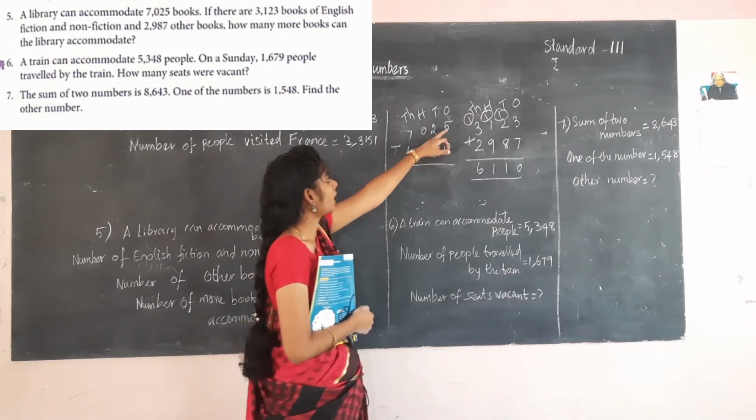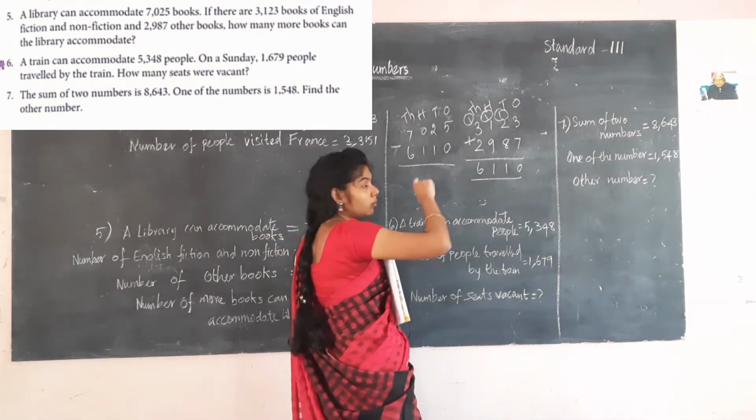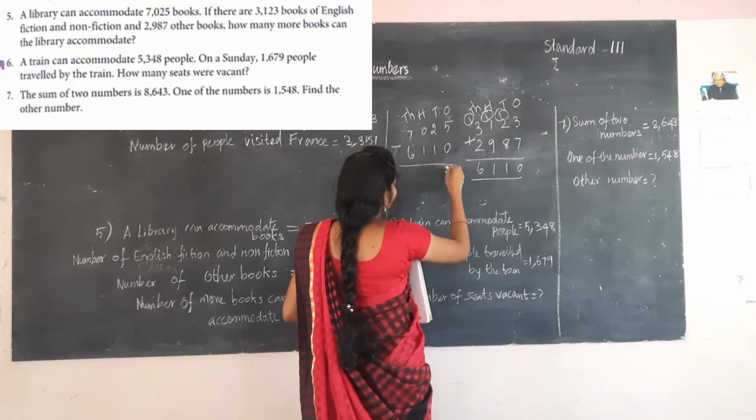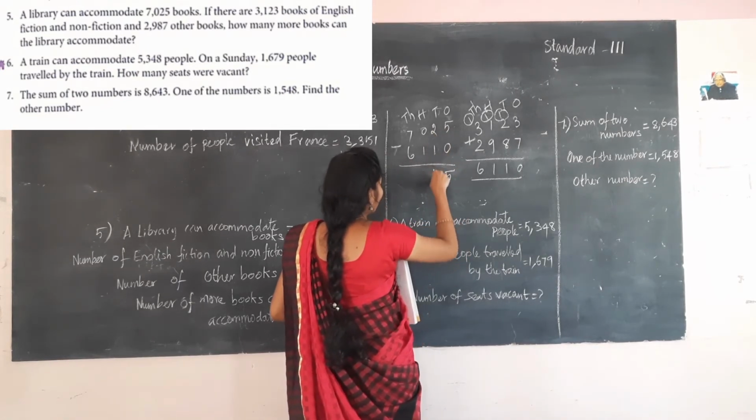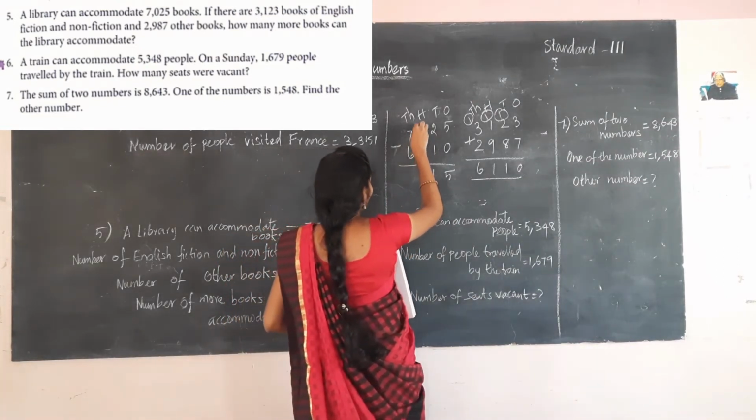So now subtract 5 minus 0 is 5. Subtracting the number 0 from any number, you will get the same number. 5 minus 0 is 5. 2 minus 1 is 1. 0 minus 1. Here 0 is the smaller number, so you have to borrow from the tens place.